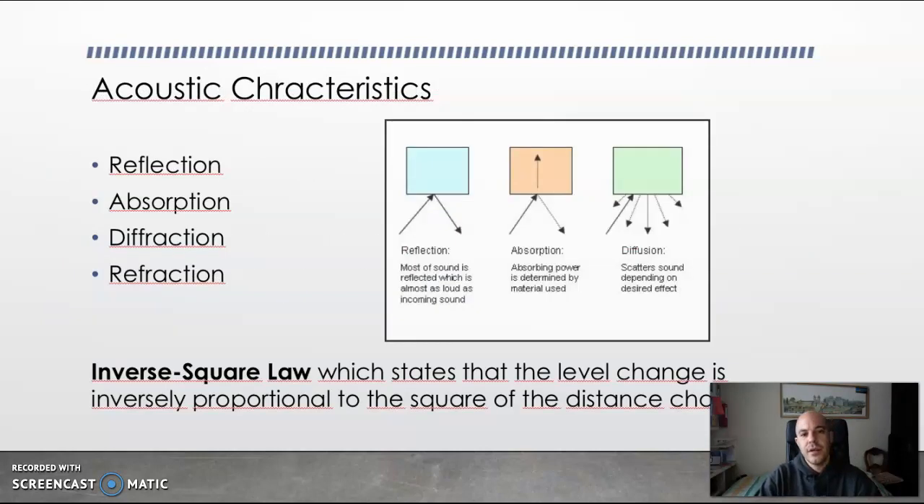Acoustic characteristics tell us about how sound waves behave when they hit a wall, a floor, or a ceiling. The sound behaves differently depending on what kind of floor, what kind of wall, what material the wall is, and so on. The main behaviors of sound when it hits a wall are reflection, absorption, diffraction, and refraction.